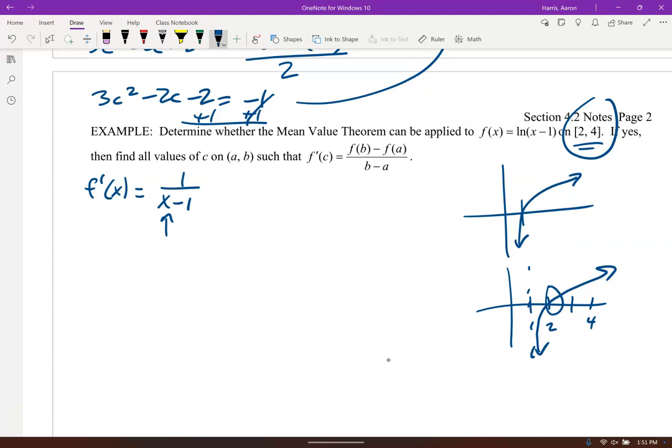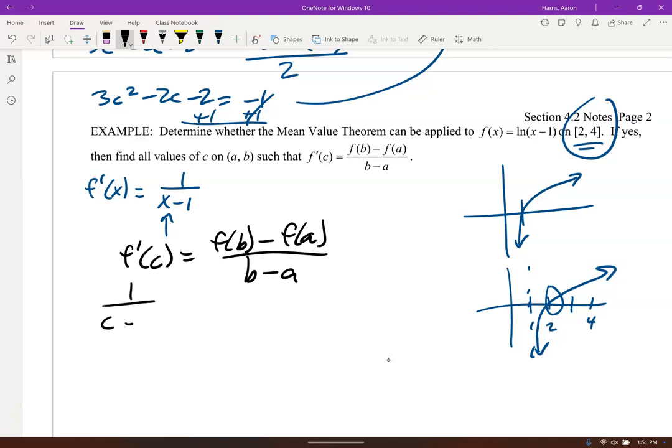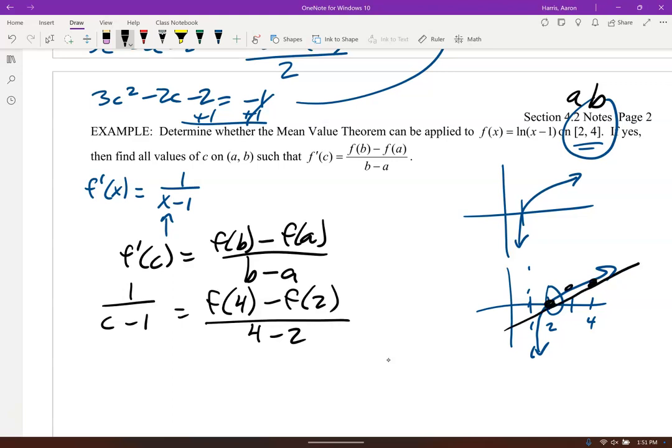So let's go ahead and do it. F prime at C equals f of B minus f of A all over B minus A. F prime of C, we already took the derivative. I'm just going to make it a C instead of an X. We're going from 2 to 4, so here's my A, here's my B. B is 4, A is 2. This is saying from here to here, find that slope. So what's the C value in between them that gives you the derivative of this tangent that's equal to the slope of those secant?